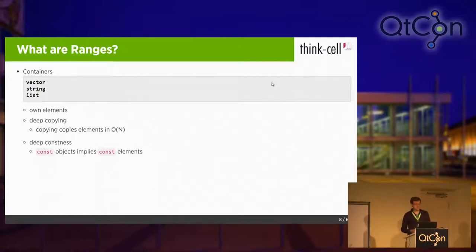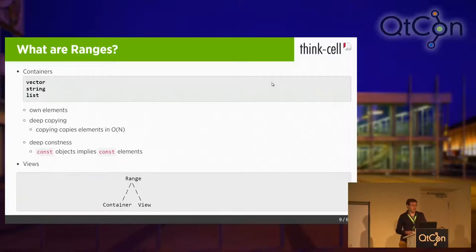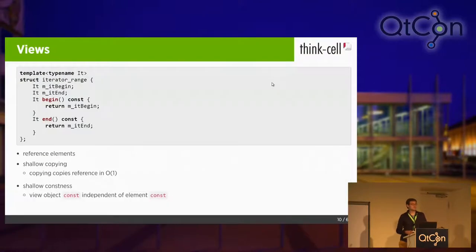In addition to containers, there is this second thing, which are also ranges, that the standard committee calls views. And ranges are really containers and views taken together. So what's a view? Well, a view is basically your old iterator pair packaged into one object. Instead of owning elements, it will actually reference elements, just like iterators do. You have shallow copying, again, just like iterators.